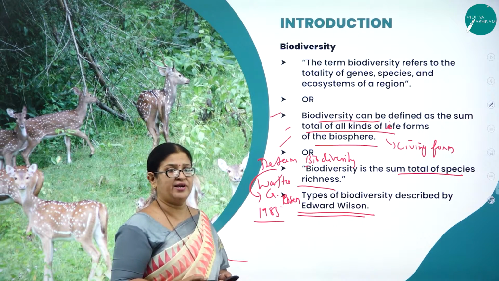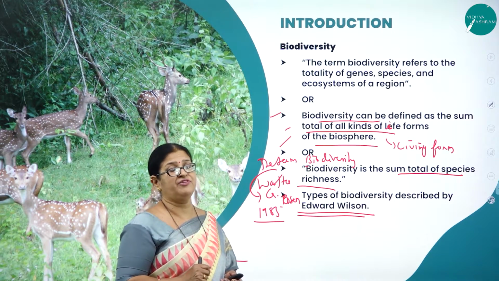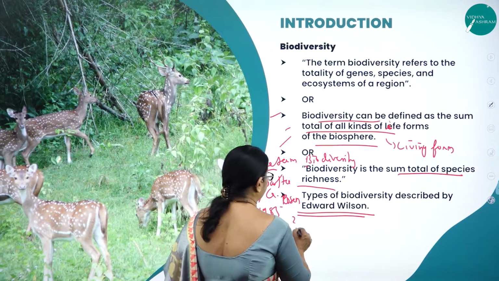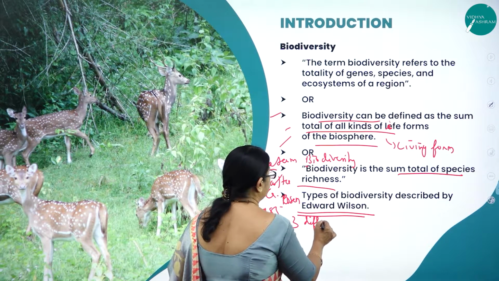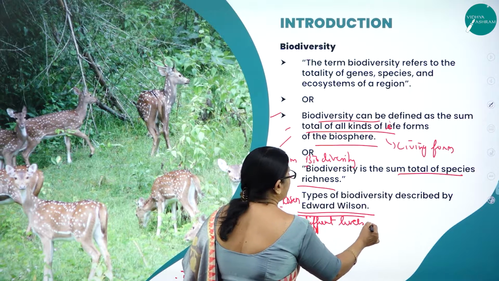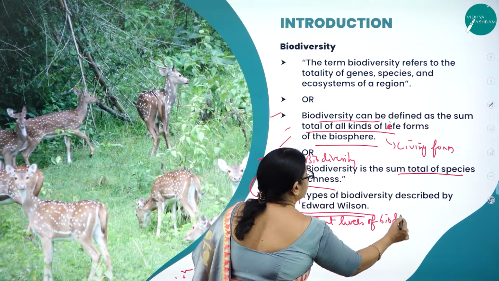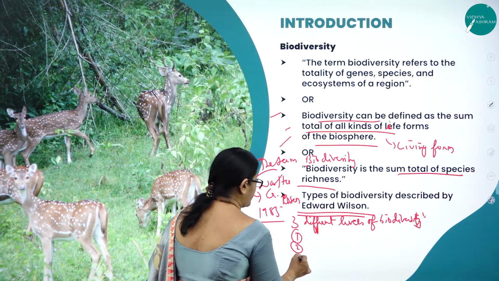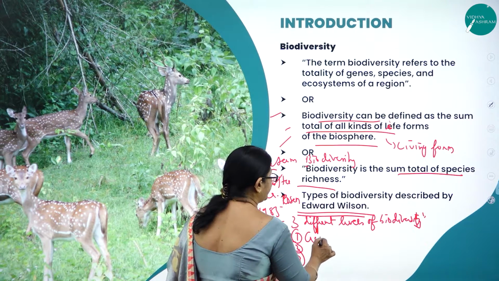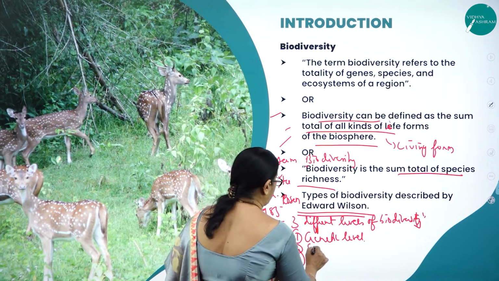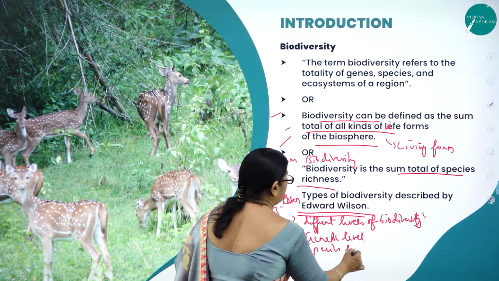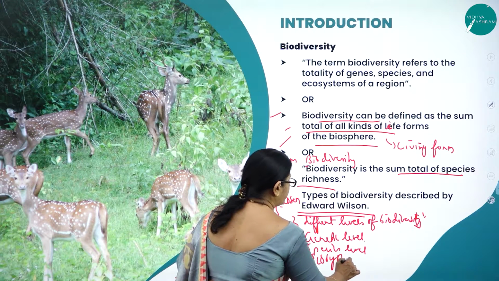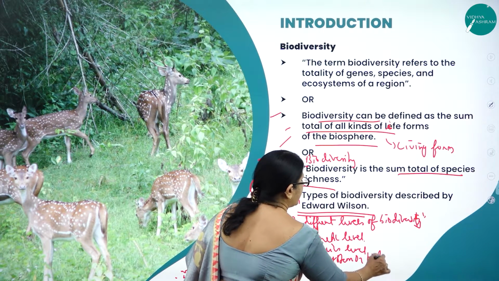Now let us study the different levels of biodiversity. There are 3 different levels of biodiversity. So what are the 3 levels? One is called the genetic level. The second one is called the species level of biodiversity. And the third one is called ecosystem, or it can also be called habitat level.